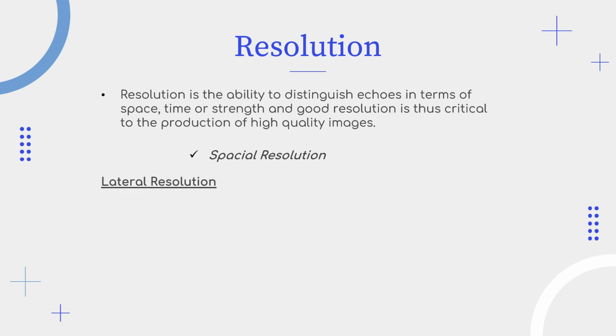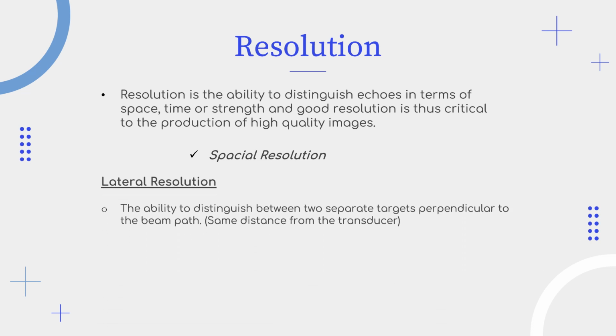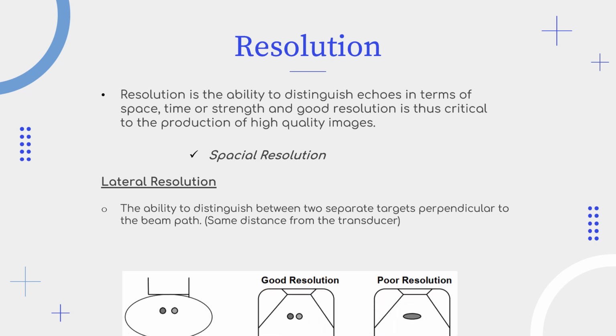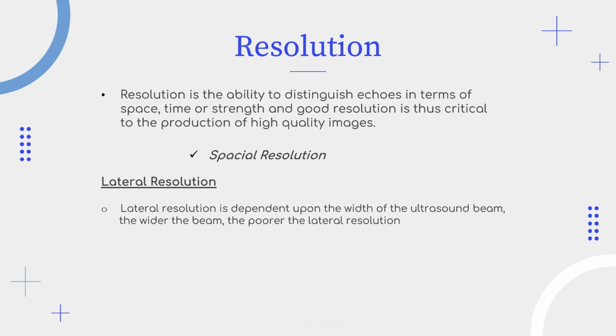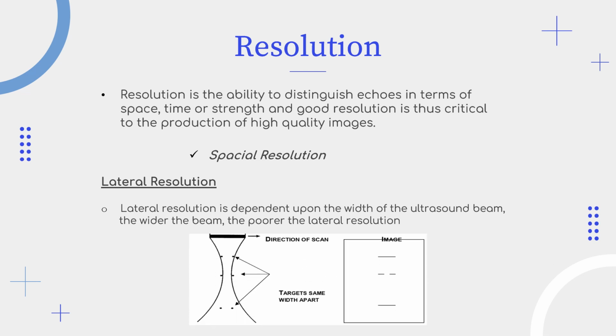Lateral resolution is the ability to distinguish between two separate targets perpendicular to the beam path, the same distance from the transducer. Lateral resolution is dependent upon the width of the ultrasound beam, that is, the wider the beam, the poorer the lateral resolution. We can see on the diagram, where the beam width is at its narrowest, the targets are separated by a distance greater than the beam width, and thus are resolved on the image.